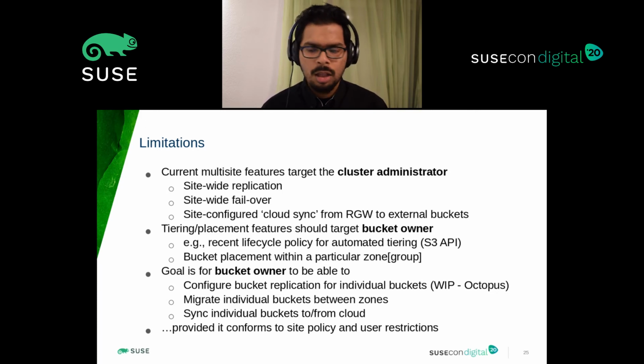So the goal would be that the bucket owner would be able to configure the replication at a bucket level, and he should also be able to migrate buckets between different zones, or fail over a bucket on his own. And the idea also eventually would be to sync individual buckets to or from cloud, so that you can decide that this bucket is worthy of archiving in a public cloud as well, or that there is a public cloud use case for this bucket. So this should be stored in the public cloud.